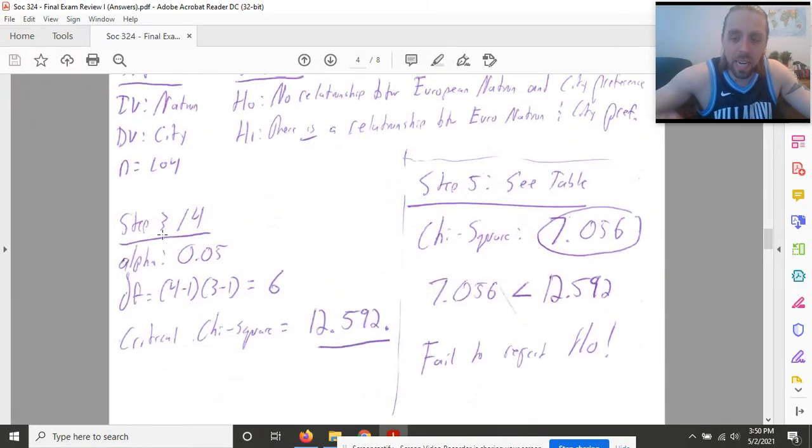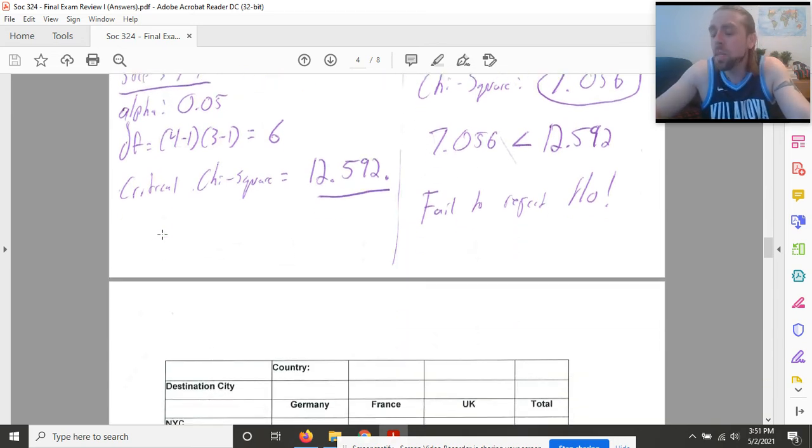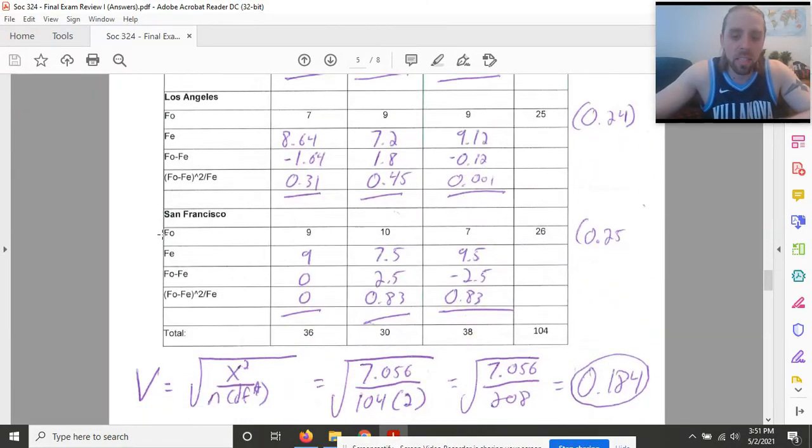Once we have the chi-square for all of those cells, you sum that up, you should have gotten 7.056. So is 7.056 greater than 12.592? It is not. It's not greater. Therefore, because it is not greater, we fail to reject the null hypothesis. And we conclude that there's no relationship between European country of origin and tourism city preferences.